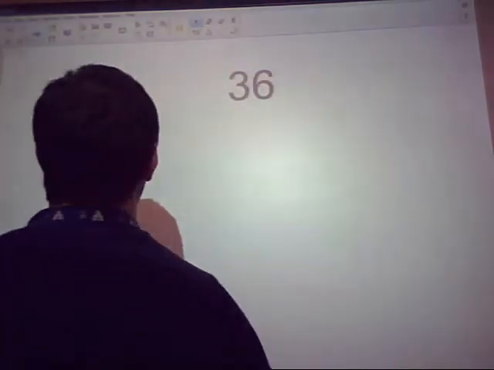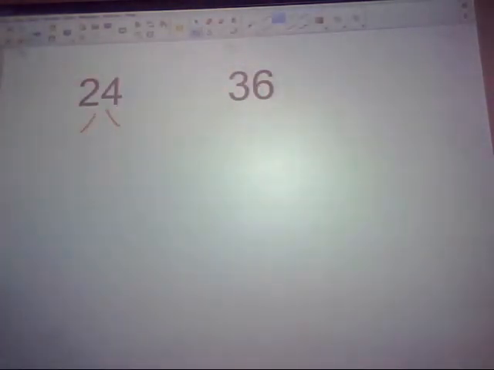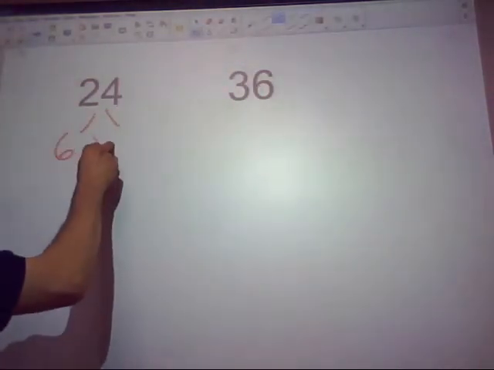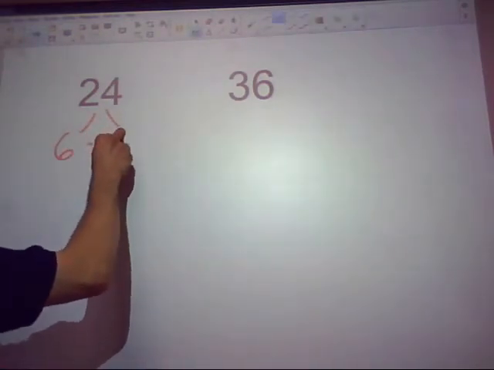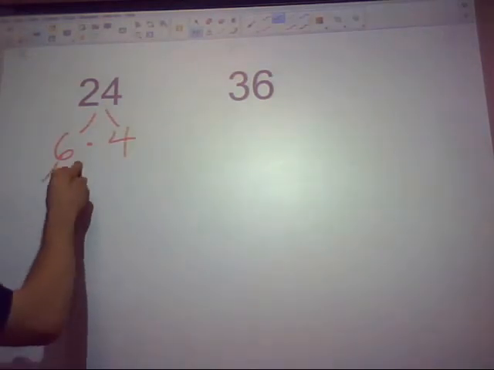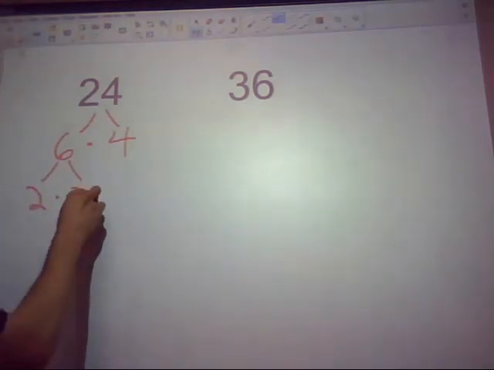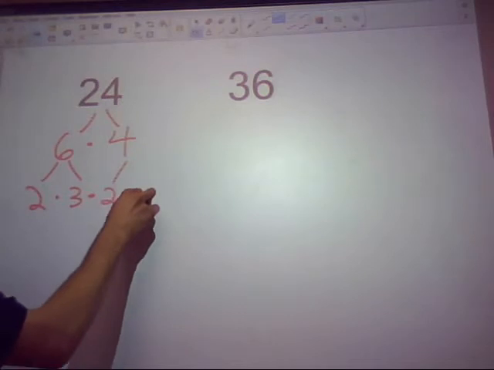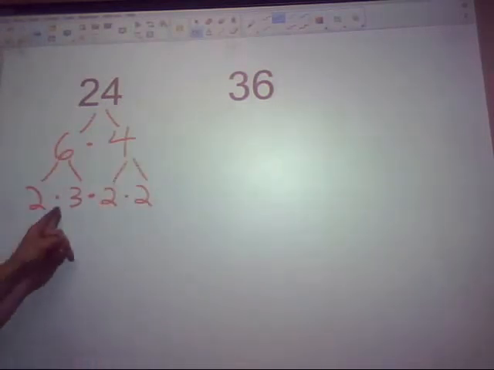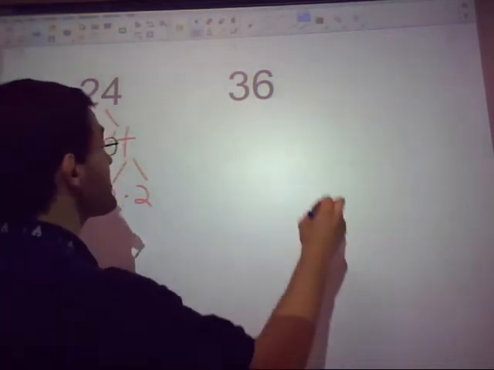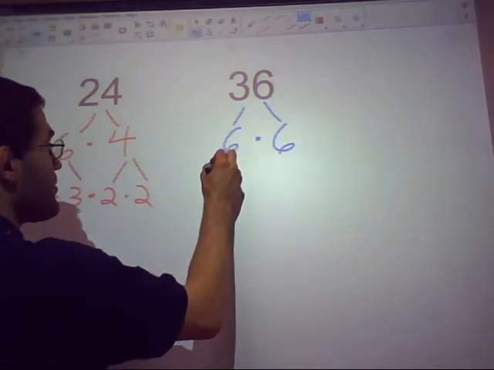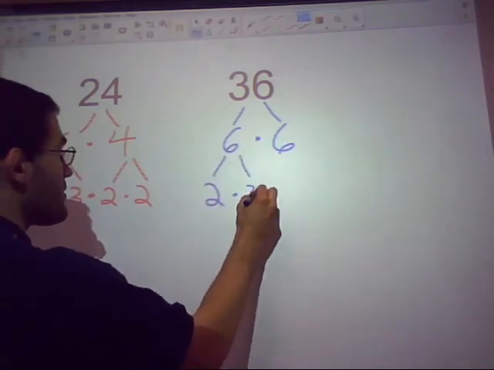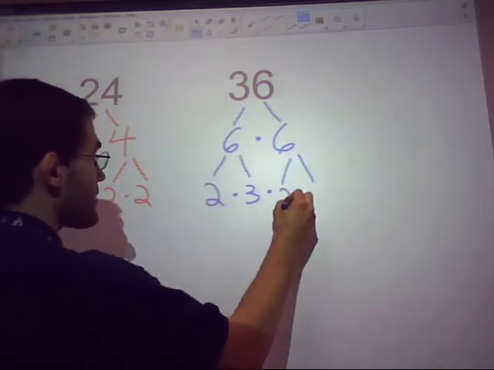So let's first do the prime factorization for 24. Again, 24 breaks down to 6 times 4. I'm going to use the algebraic multiplication, which breaks down to 2 times 3 times 2 times 2. So these are all the prime factors of 24. Now I'll do the same thing for 36. 36 breaks down to 6 times 6, which breaks down to 2 times 3 times 2 times 3.